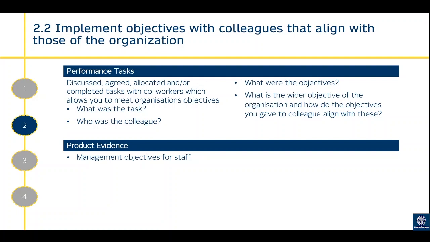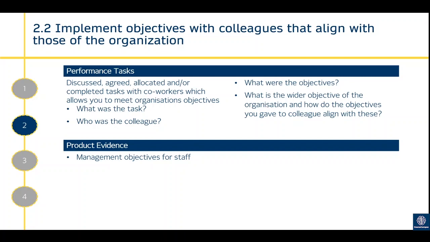So performance tasks reflect a time you have discussed, agreed, allocated and/or completed tasks with co-workers, which allows you to meet your organisation's objectives. What was the task? Who was a colleague? What were the objectives? And what is the wider objective of the organisation? And how do these objectives you gave your colleague align with these wider organisational objectives?